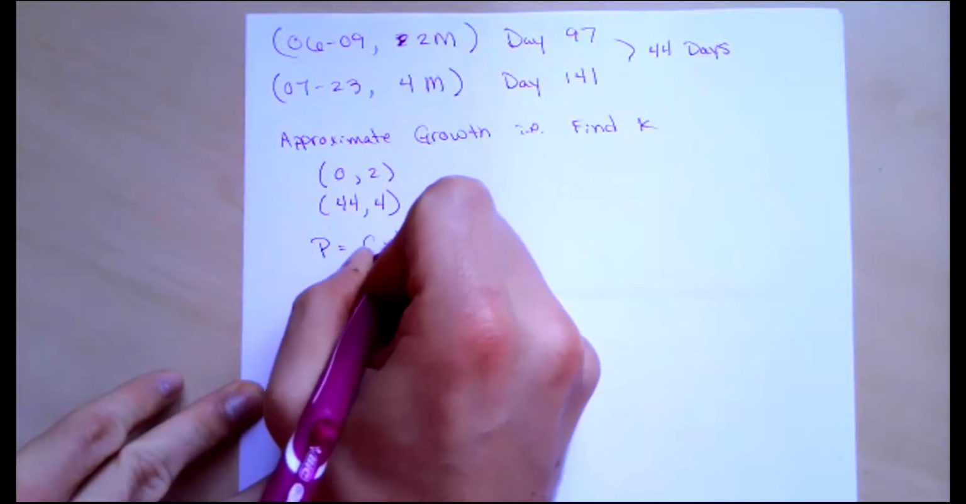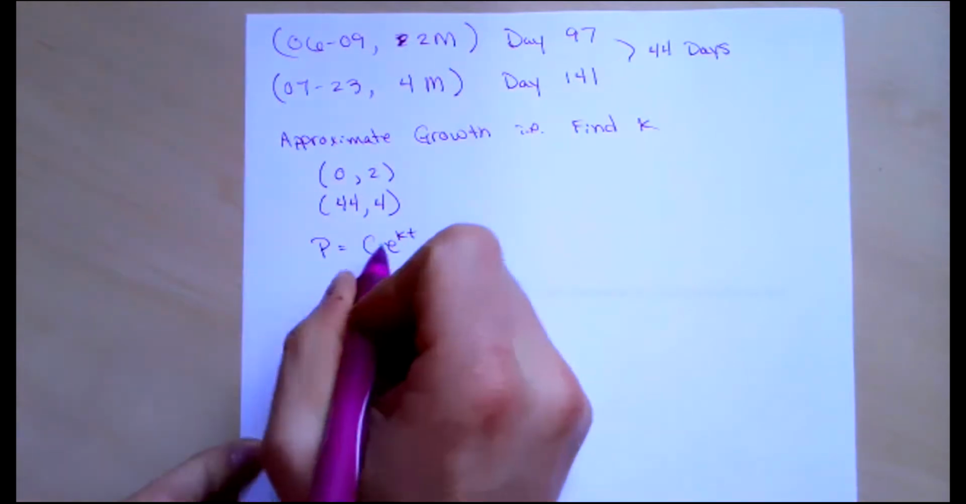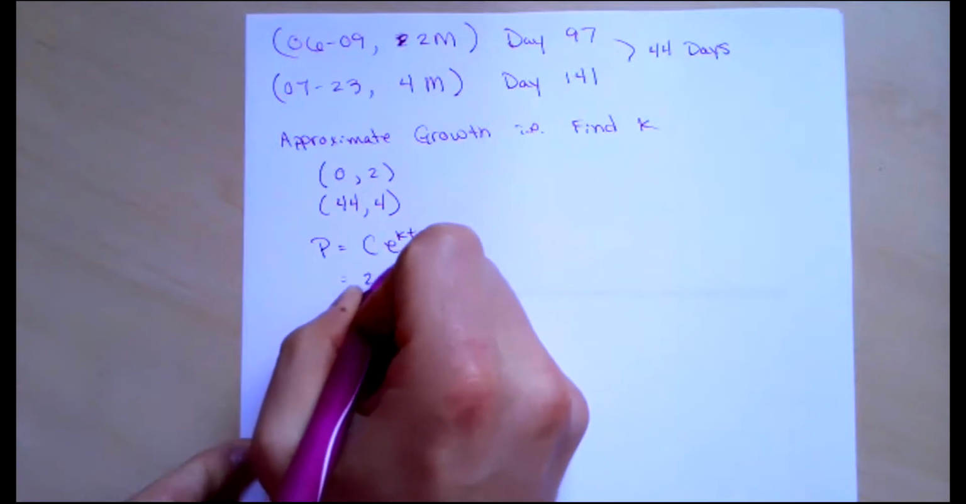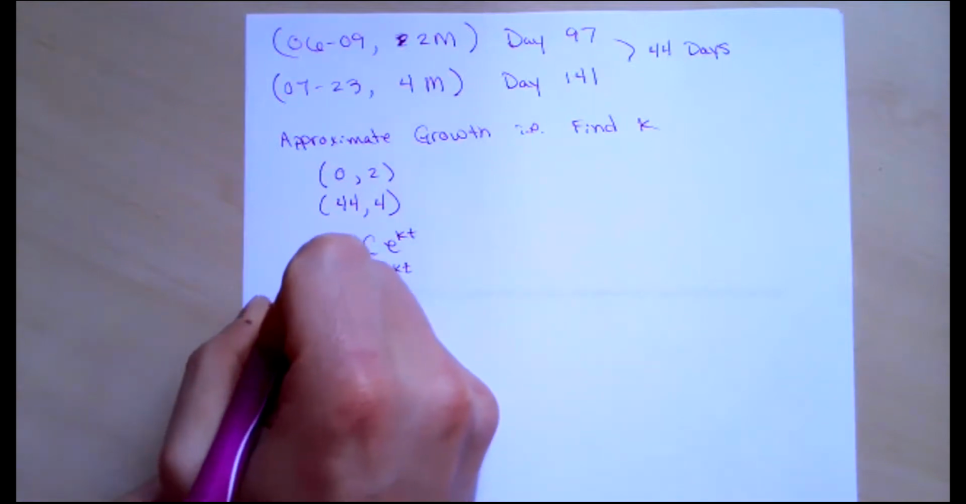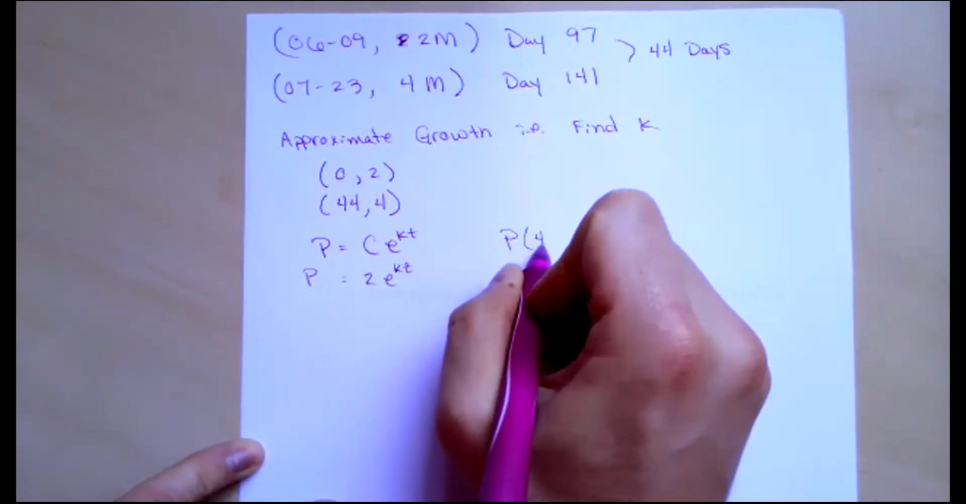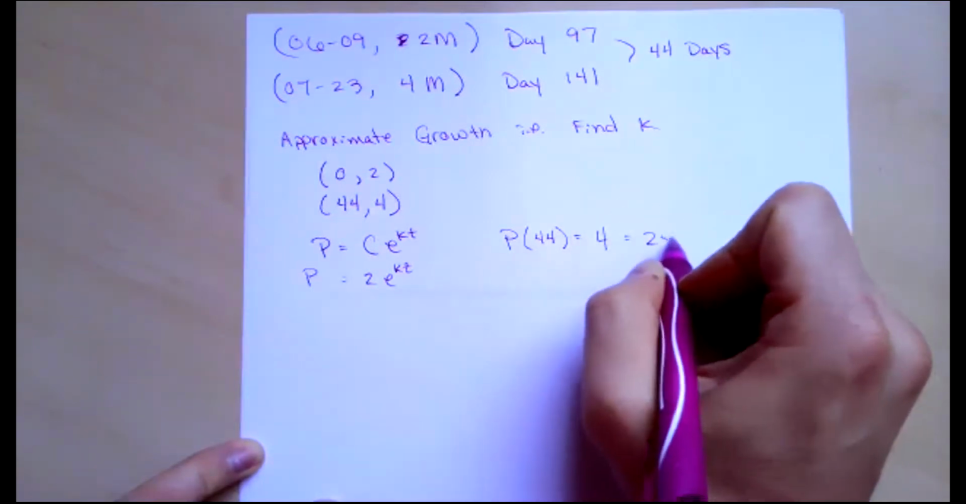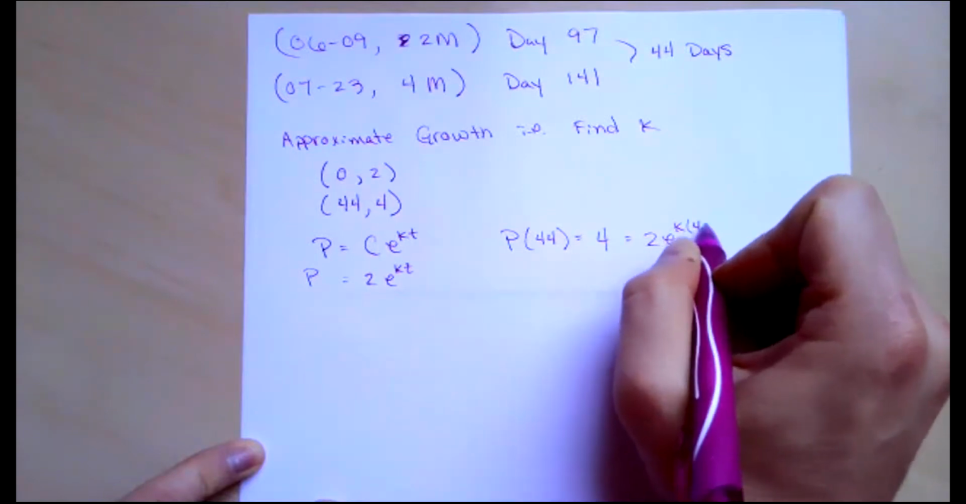I don't want to go through the differential equation again, because we'll set up a different differential equation once we want to incorporate the logistic model, since it can't run indefinitely. It's not going to grow like this indefinitely because there's only a finite number of people. So let's just use this to solve for our k. Our C, of course, is 2. And now P of 44 days is 4, which is 2e to the k times 44.